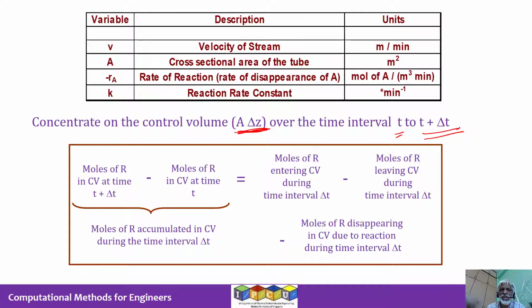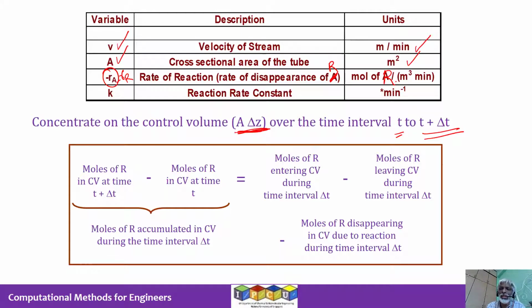Now these are some of the variables and the units that we will adopt. The velocity of the stream is going to be denoted by the symbol v, and the units are meters per minute. The cross-sectional area of the tube is indicated by the symbol A, as you have seen. Its unit is meter squared. The rate of reaction should be minus r_R, exactly, right? So we are talking about species R. So the rate of reaction is the rate of disappearance of R, that is given to be moles of R per meter cube per minute. Exactly the same, because we are assuming first order reaction.